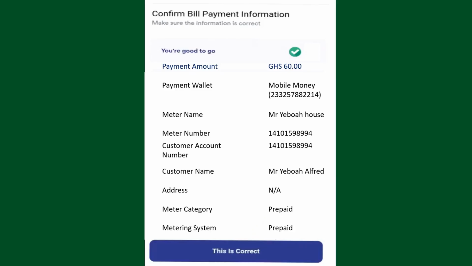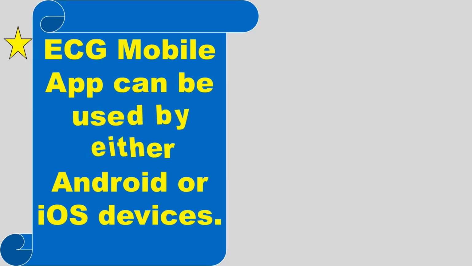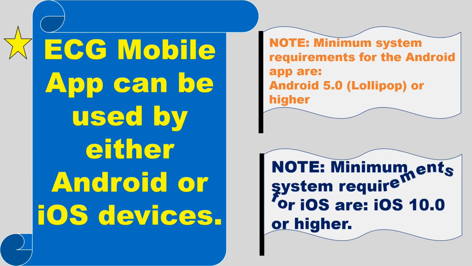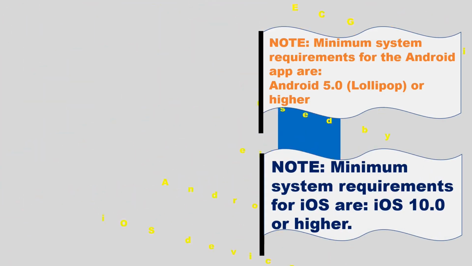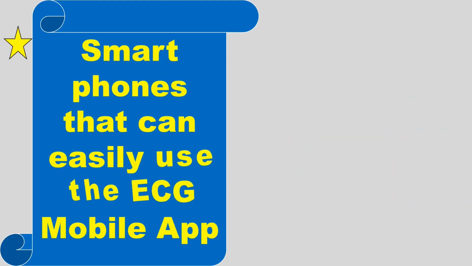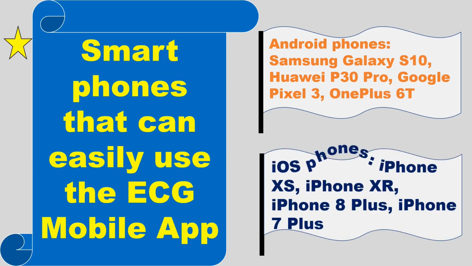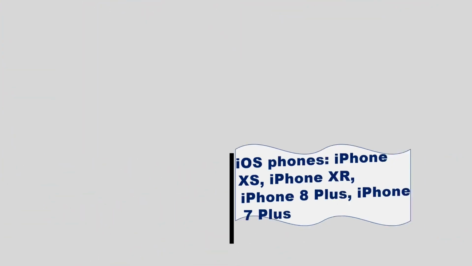First, you have to know that it's available on both iPhone and Android. For Android, the phone has to have version 5.0 or above, and for iPhone, it has to have 10.0 or higher. These are some of the phones that can use the ECG app. For Android, we have the Samsung Galaxy, the Huawei, and so on. For iPhones, we have the XS, the XR, and the 7 Plus.